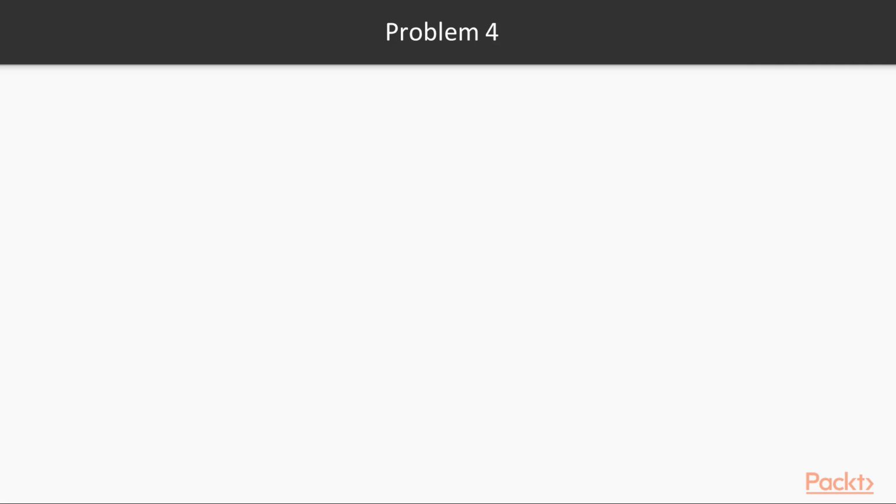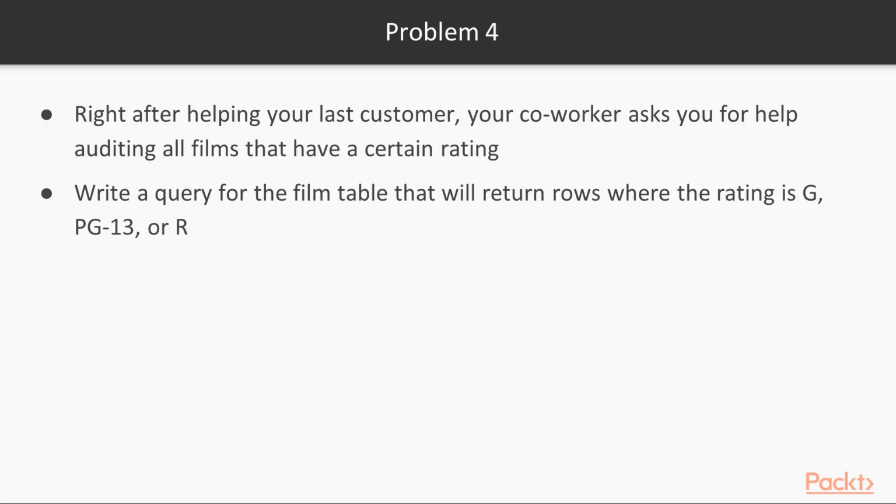So for Problem 4, right after helping your last customer, your coworker asks you for help auditing all of the films that have a certain rating. Write a query for the film table that will return rows where the rating is G, PG-13, or R. So you might have guessed that the best way to accomplish this task would have been to use the in operator inside of a where clause for the rating column. We would then pass in the multiple values that we need to check for into our in operator. Let's see the solution now.